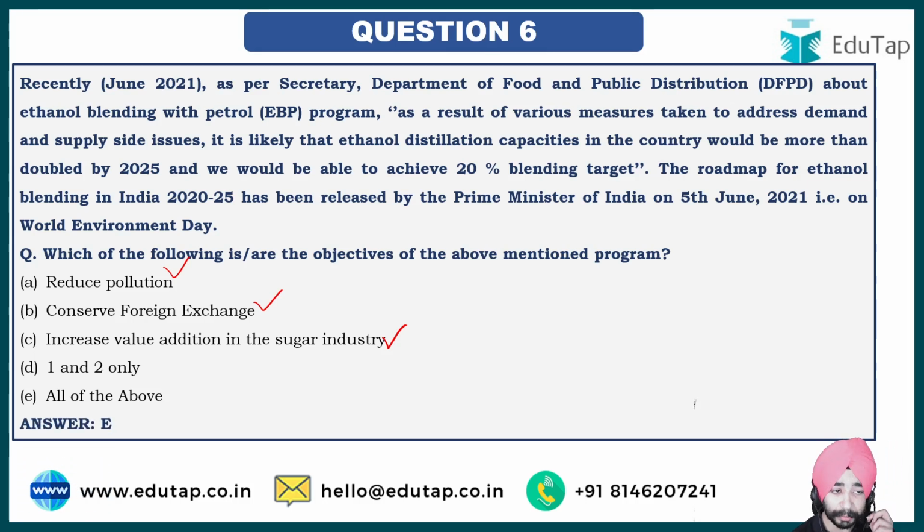Now see, this is something very much important. Reduce pollution, you could easily guess. Increase the value addition in sugar industry, because sugar industry is the main sector from where this ethanol blending fuel will be created. Conserving the foreign exchange, there you might feel that sir, this cannot be it, this might not be the answer. But now guys, see, if 1 and 3 both are correct, there is no option like 1 and 2 only. So if you know that 1 and 3 is right, automatically you will get that the second statement will also be right, which means all of the above will be your answer. Through the elimination method also you could guess the answer.